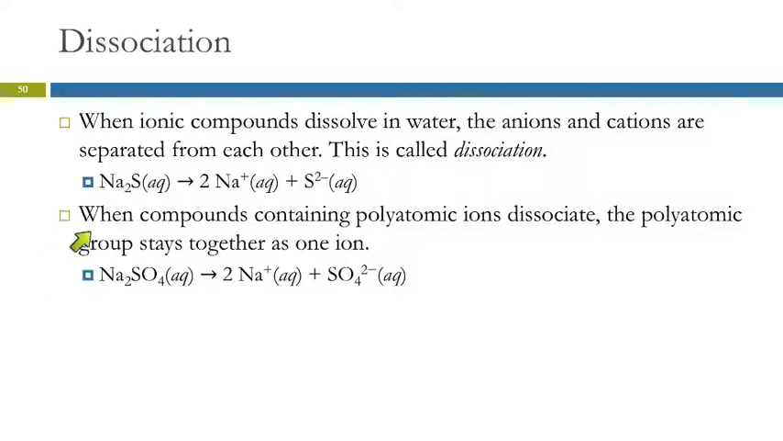If you have ionic compounds with polyatomic ions, like sodium sulfate, sulfate is a polyatomic ion. When this compound dissociates, these two sodium ions get separated from the sulfate, but the polyatomic ion stays together as a unit. And that's why it has a name as a unit, because it doesn't separate into sulfur and oxygen ions. It stays as sulfate.